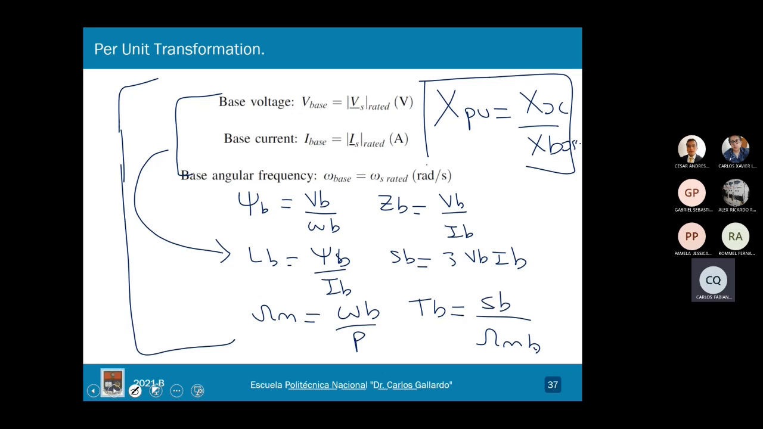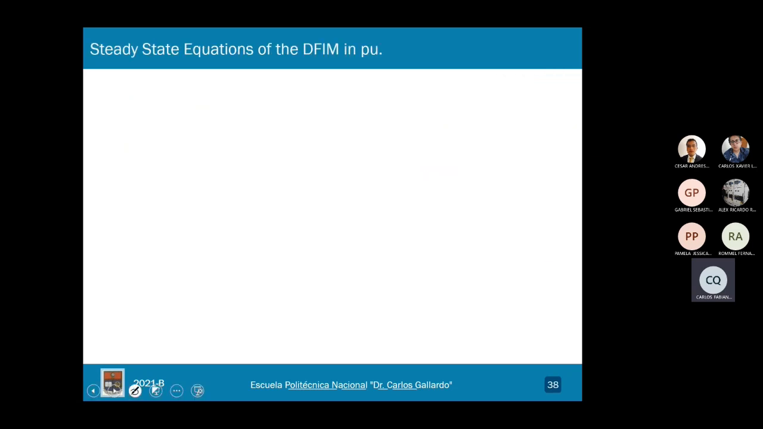So I want to convert all quantities to per unit values. Okay, so let's start with the stator side. We know the stator voltage is equal to the stator resistance times the stator current plus j times the angular frequency times the stator flux.